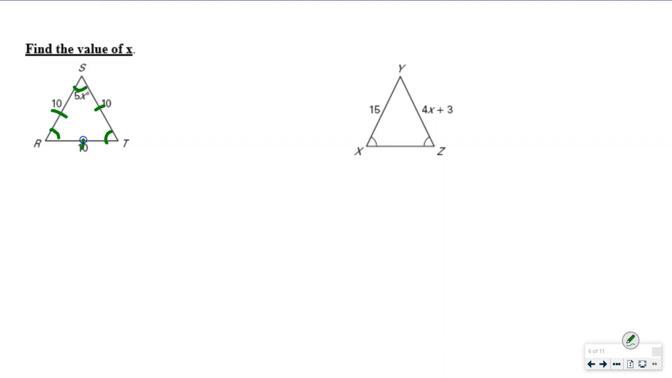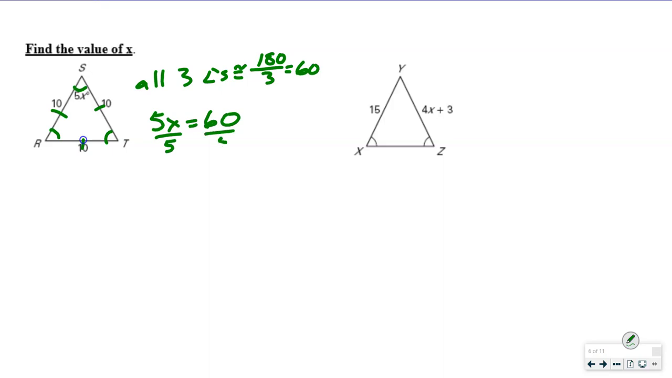And if we know that all three angles are congruent, they all have to add up to 180. So if we divide that by 3, we know every angle has to be 60 degrees. So 5x equals 60, divided by 5. And we know x equals 12.